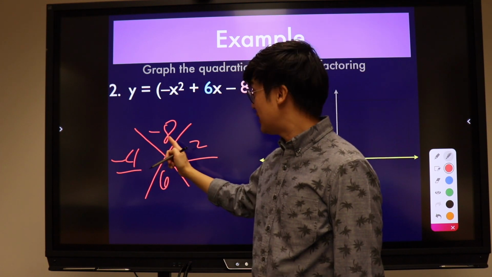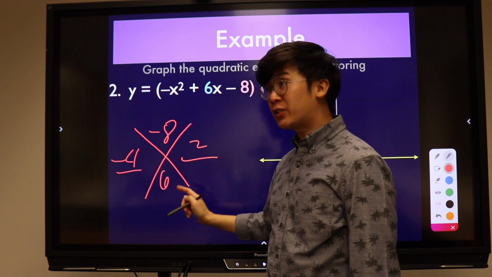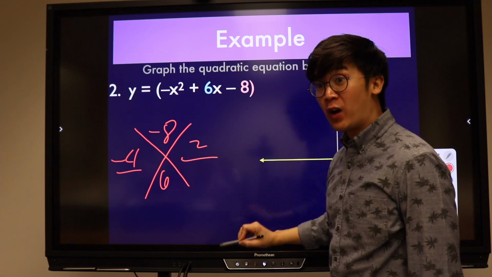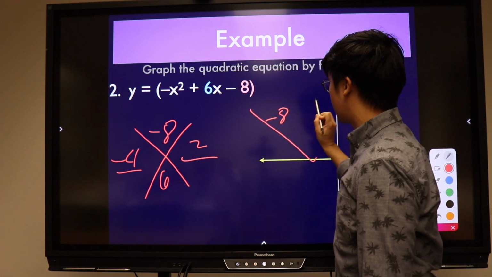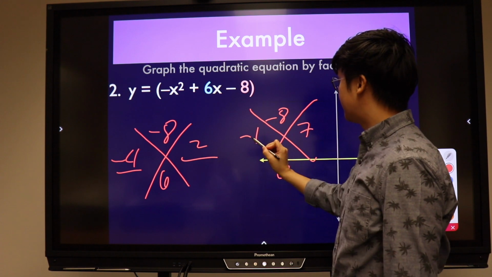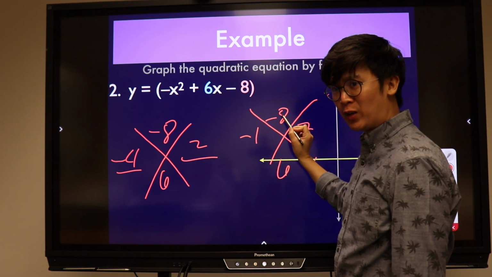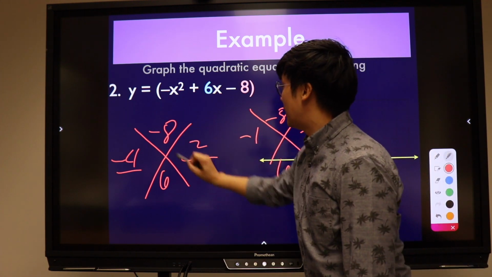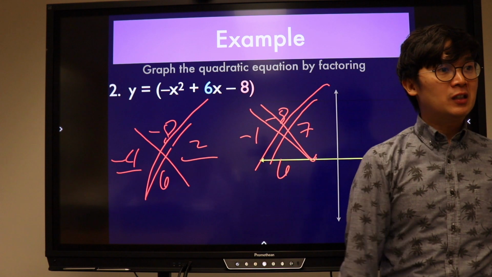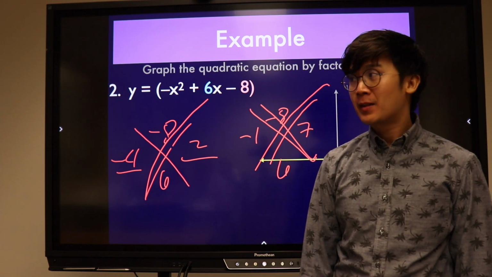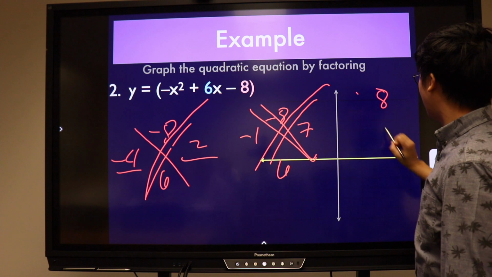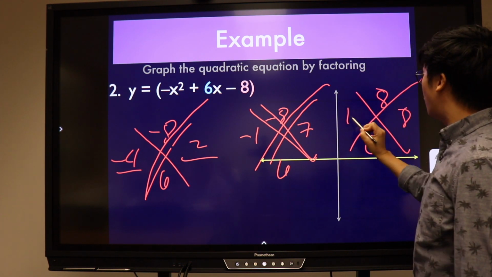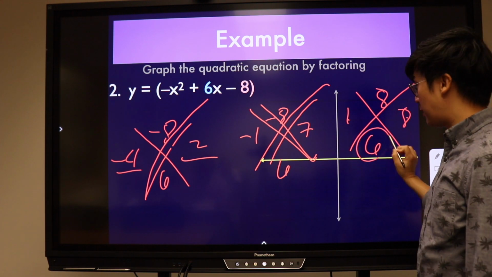Okay, negative 4 times 2 is negative 8. Negative 4 plus 2, is it 6? No. 1 and 7. What about negative 1 and 7? Negative 1 and 7 is not negative 8 when you multiply it. But negative 1 plus 7 is 6, yes. Closer. But no, they're not the factors we're looking for. How about 1 and 8? 1 times 8 is 8, but is it positive 6?